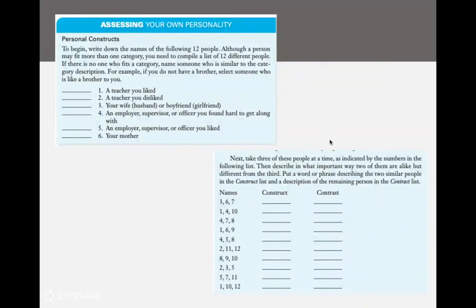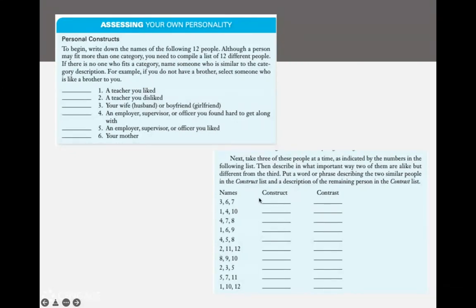So this is an example. Okay, so to begin with, write down the names of the following 12 people that fit one of the categories. So let's say a teacher you like, a teacher you dislike, your wife or boyfriend, an employer, your mother. So you write down the names of your favorite teacher, your worst teacher, and then what it says is, next, take 3 of these people at a time by the numbers, then describe in what important ways 2 of them are alike and different from the third. Okay, so what happens is this creates the construct.